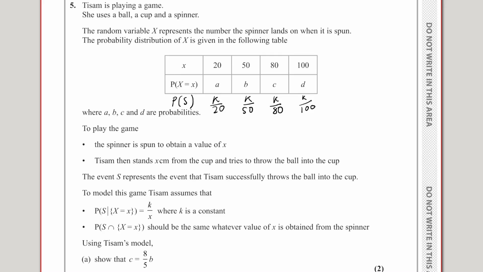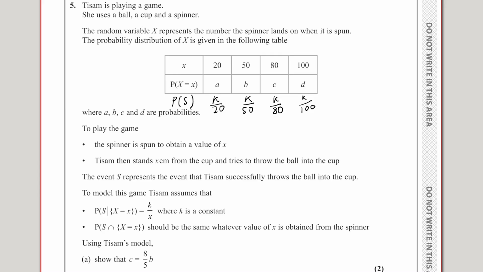So the probability of D times K over 100 should be equal to B times K over 50. So the chance of getting D should be double the chance of getting B, so that the chance of getting it in for all of them is equal. So you should have more attempts on the one that's further away.